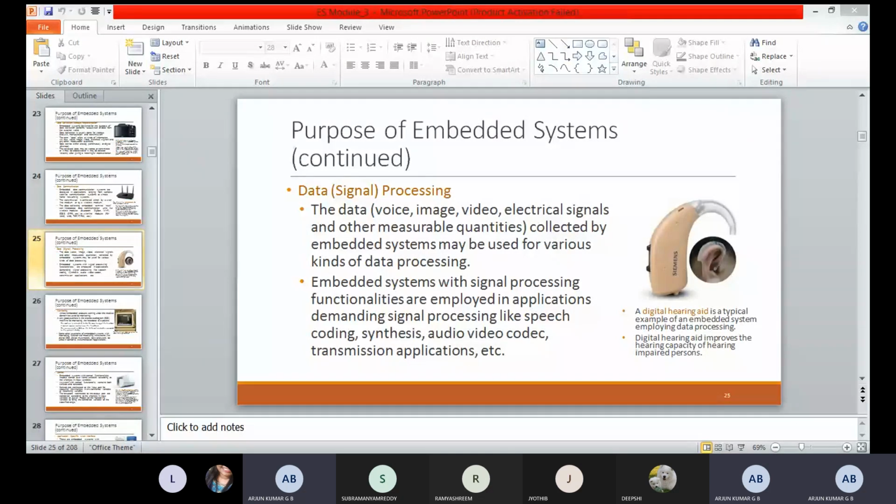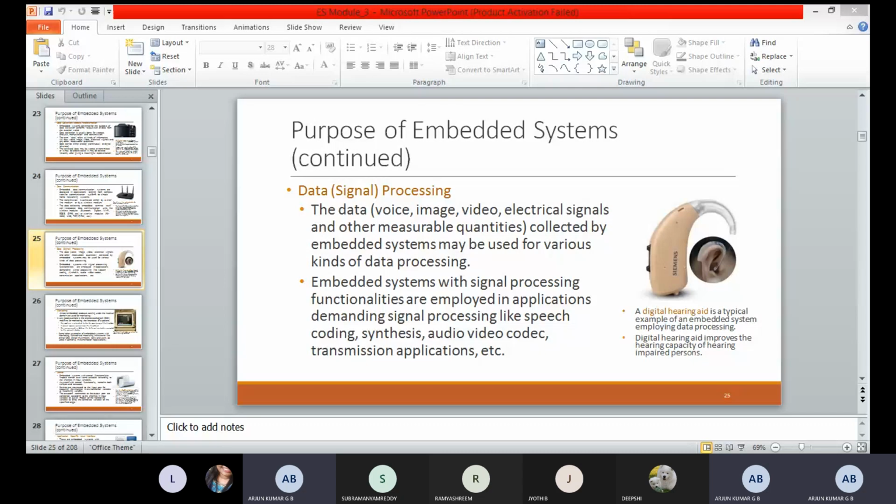There is signal processing. Initially the analog signal will be converted into digital signals. And one more example is measuring the voltage and current in a particular line through a digital voltmeter, where the voltage will be converted into a digital value. This is also an example of how we can process the data in a different manner.